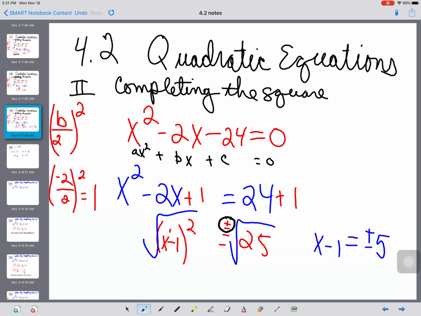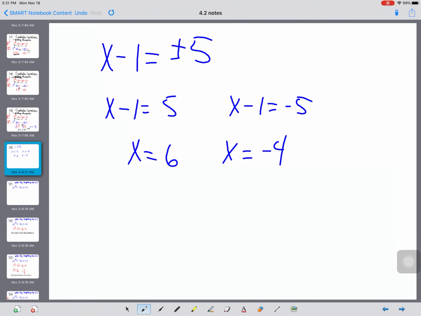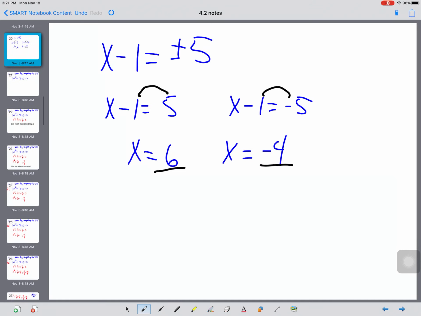And the square root of x minus 1 squared is just x minus 1, and on the other side, plus and minus 5. And when you add this 1 to the other side, you get 6 and negative 4, just like we did the other way. Now, a lot longer, a lot more involved, but that's the logic of it.